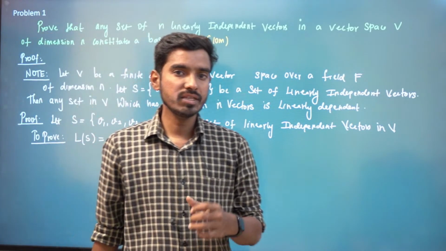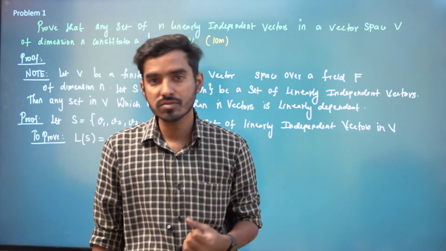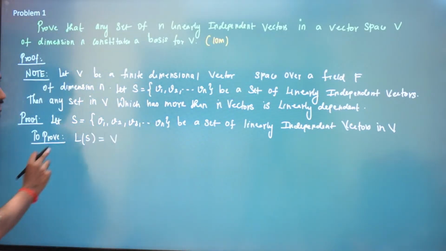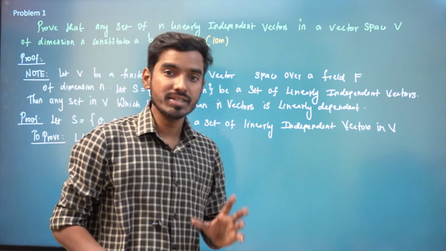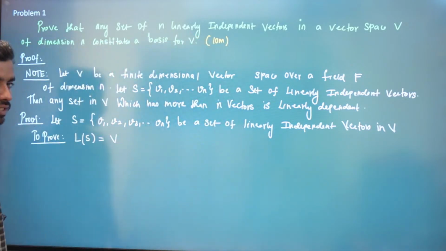A set will be a basis if that set is linearly independent and the L of S is equal to V. That is, the linear span of S is V. Already the set is linearly independent. If I prove L of S is equal to V, then this S is a basis, right? Okay. So we need to prove L of S is equal to V.